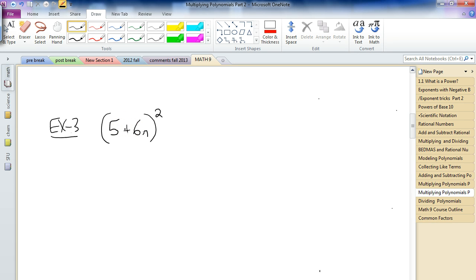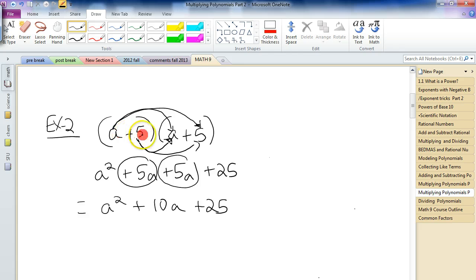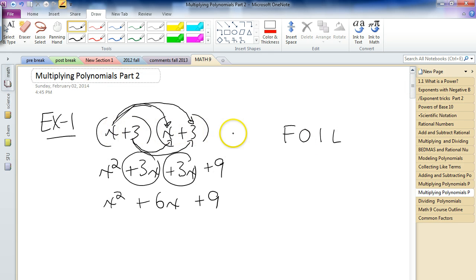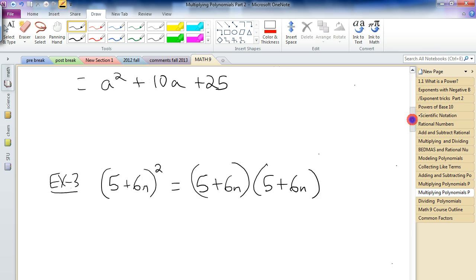Now this, what is this? 5 plus 6n, squared. That's an n. What is that the same thing as? Well, it's the same thing as 5 plus 6n times itself, 5 plus 6n. And above here, I could have written a plus 5 times a plus 5, like this. a plus 5 squared would have been the same thing. And just like up here, x plus 3 times x plus 3 is the same thing as x plus 3 times itself, or squared. So they mean the same thing.